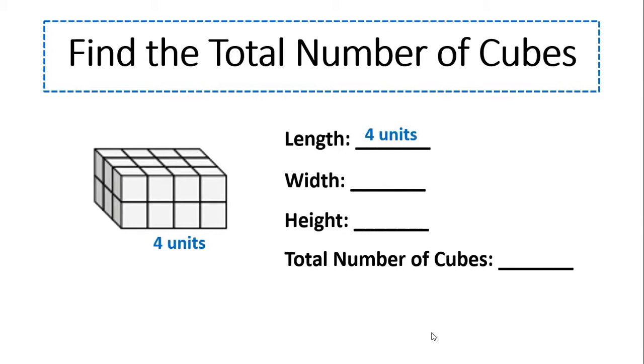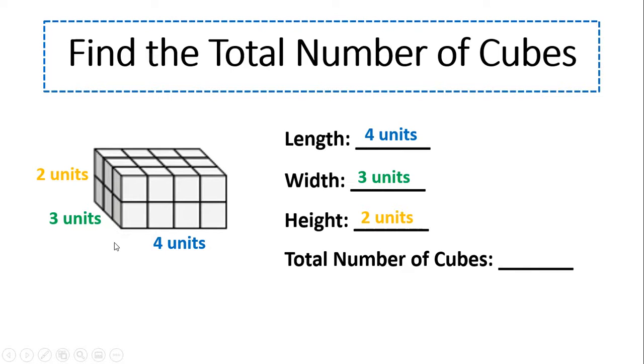The length is 4 units. We can count 1, 2, 3, 4 units across. Our width is 3 units. 1, 2, 3 units going back. And our height is 2 units. 1, 2. We can also see there's 2 layers, this bottom layer and this top layer.